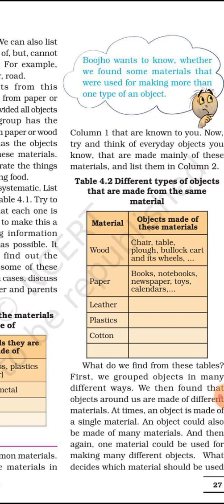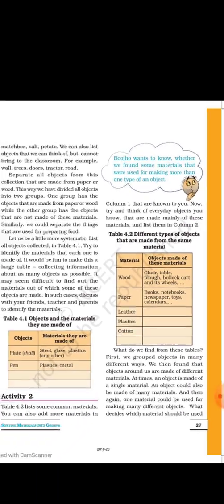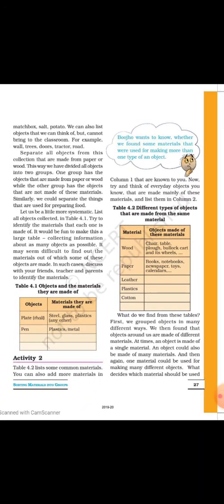Next, from paper, books and notebooks. From leather we can make objects like shoes. From plastics we can make plates and many other objects. From cotton, jeans, handkerchiefs, etc. So from these two tables we come to know that from materials we can make many objects, and many objects are made from materials.